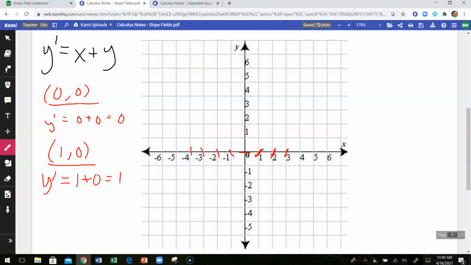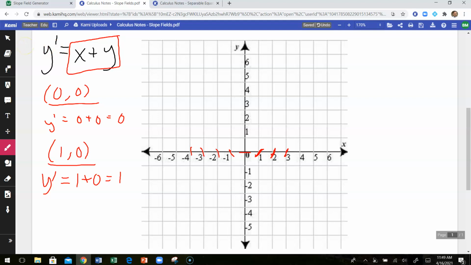Okay? So in order to not have this be a super tedious process, you want to look for some patterns that you could go by. If my differential equation is simply the x-coordinate plus the y-coordinate, I want to think about what the sum of those things would be. If we have the same number for x and y, but one is positive and the other is negative, then we would get 0. So like 1, negative 1, 2, negative 2. All of those points would give me a slope of 0.